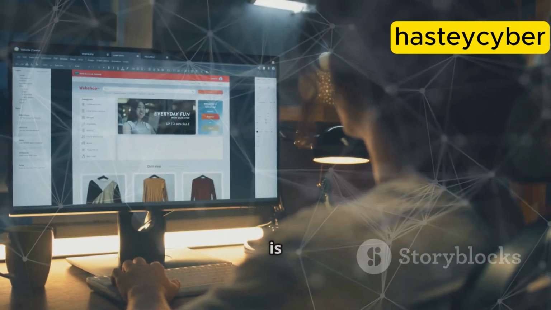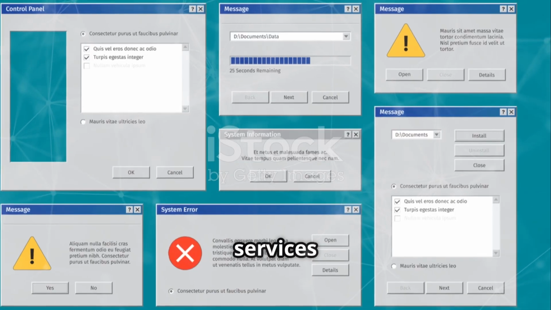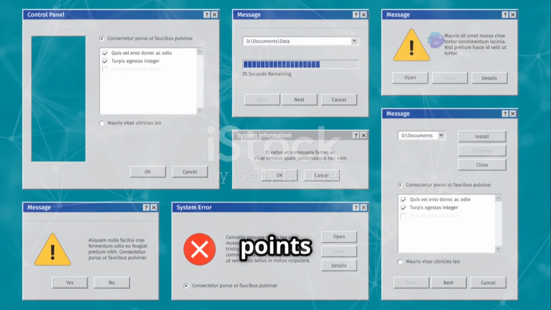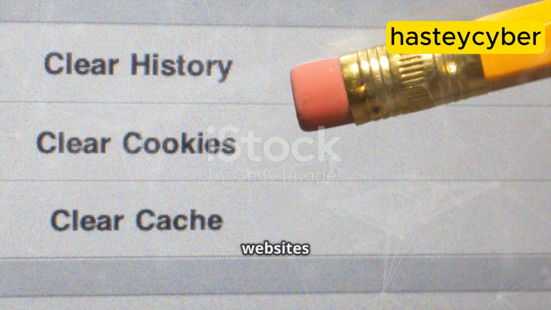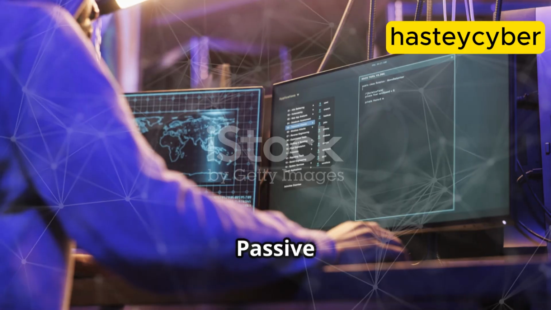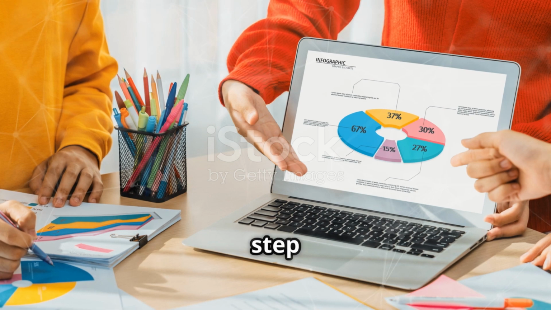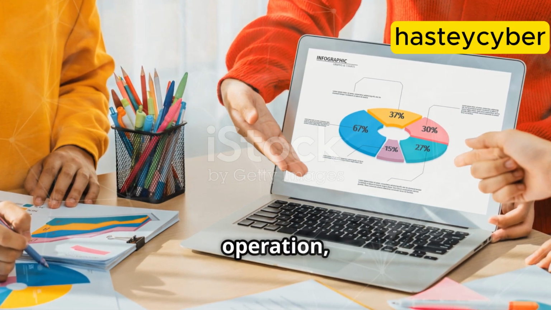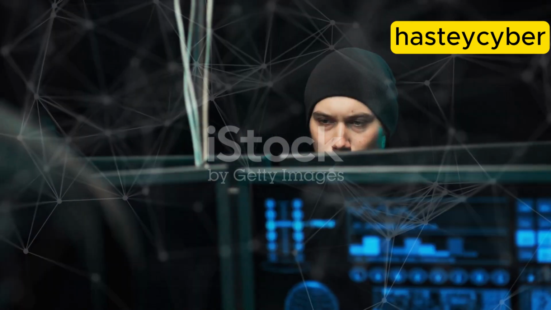One powerful technique is to use website archiving services like the Wayback Machine. These services keep snapshots of websites from different points in time. By browsing through these snapshots, you can often find old versions of websites that might contain sensitive information that has since been removed. Passive reconnaissance is all about being stealthy and leaving no trace. It's the first step in any good information gathering operation, allowing you to build a profile of your target without raising any alarms.